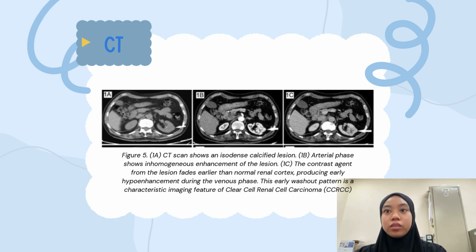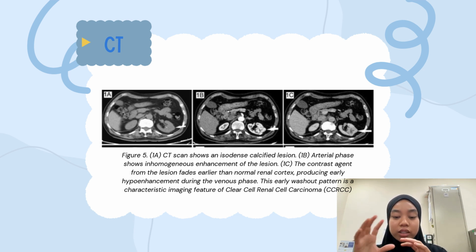As we can see here, in the first image, we can see an isodense calcified lesion, where isodense here means the calcification has similar intensity to the soft tissue. And then we have the arterial phase, where it shows inhomogeneous enhancement of the lesion. And then the contrast agent from the lesion fades earlier than the normal renal cortex, producing early hypoenhancement during the venous phase. And this early washout pattern is a characteristic imaging feature of renal cell carcinoma.